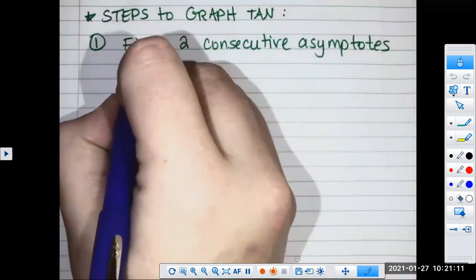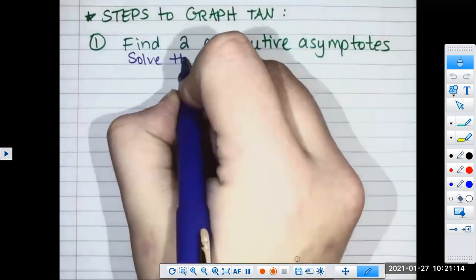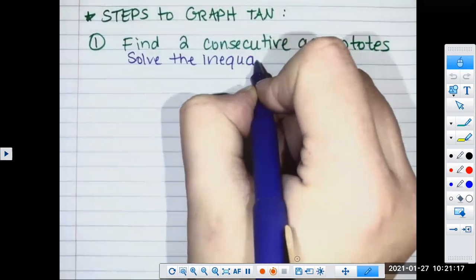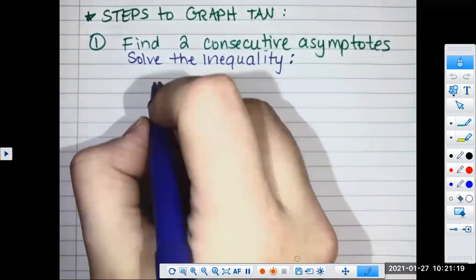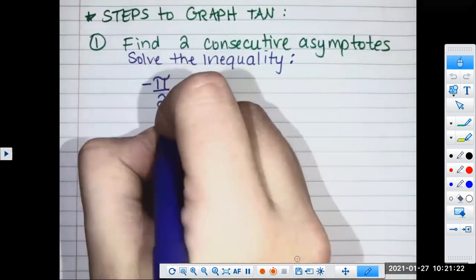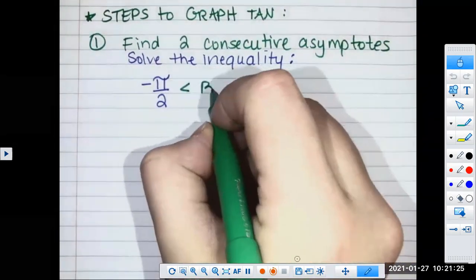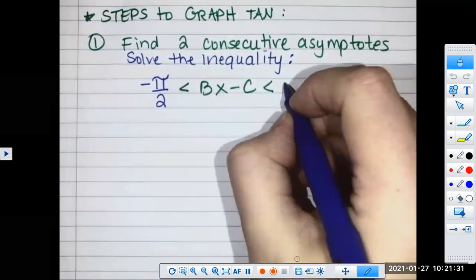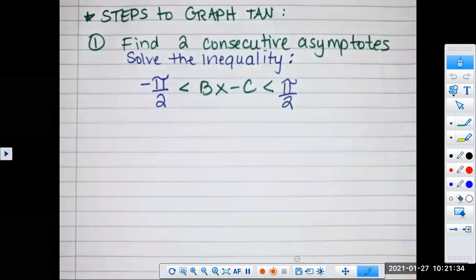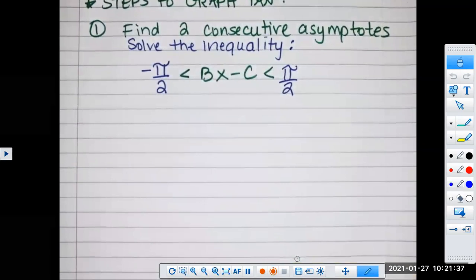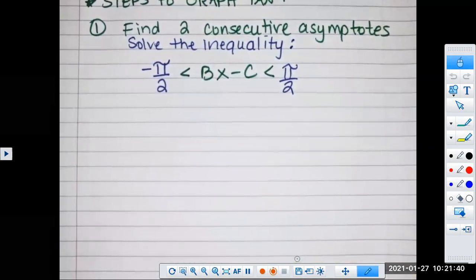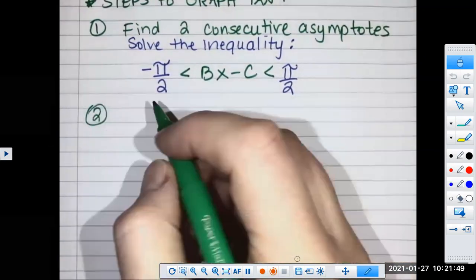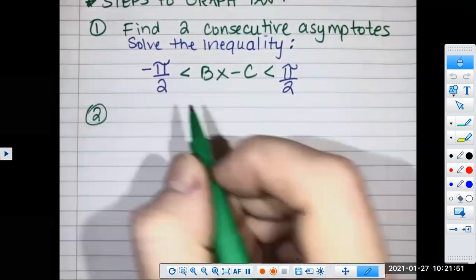You're going to solve this inequality for x. And it's always -pi/2 less than bx minus c. So whatever follows tangent, you're going to plug in the middle between -pi/2 and pi/2 and solve for x. Then you're going to sketch your graph from that point.